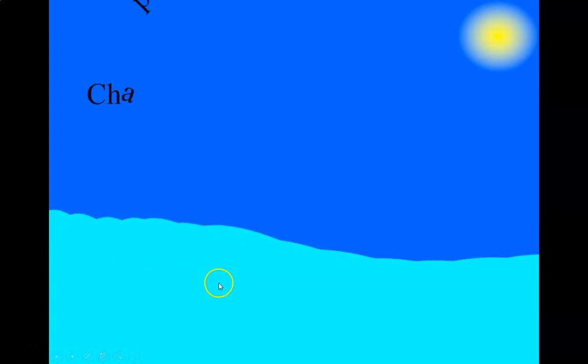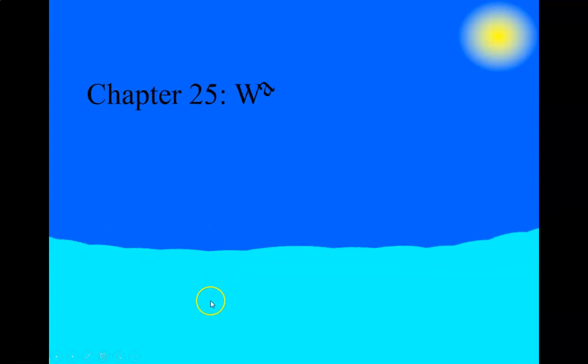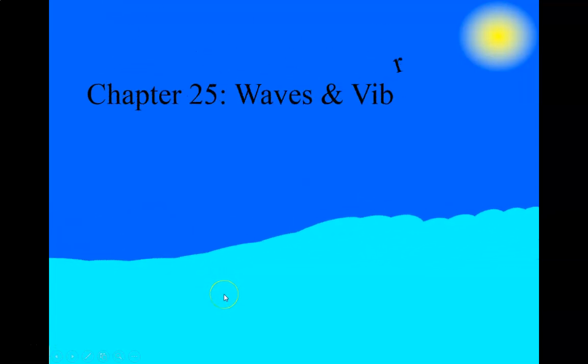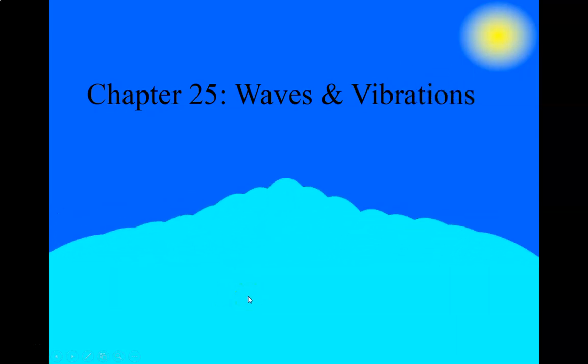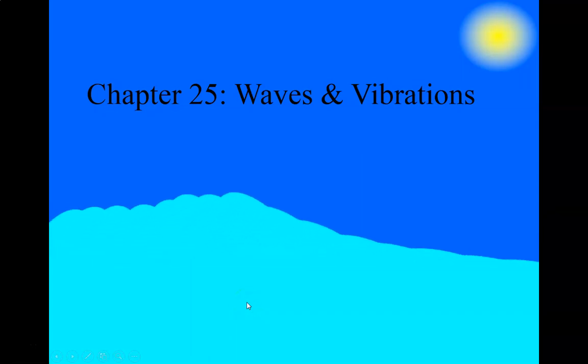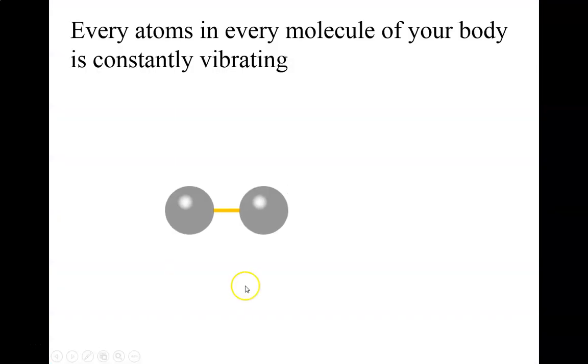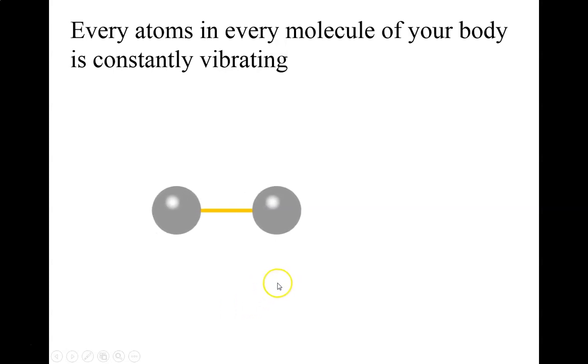So we're starting a new chapter, and this chapter is on things that vibrate and waves and things like that. There are some pretty cool things that we're going to be looking at this unit. First off, every single atom in every molecule of your body is constantly vibrating. So even when you're sitting still, you're in constant motion.